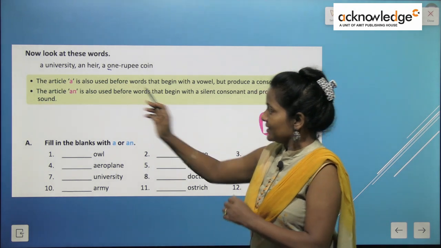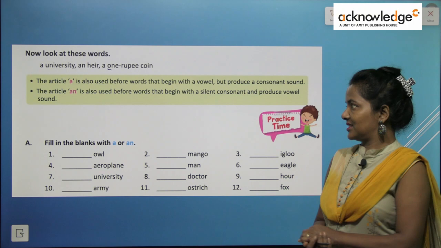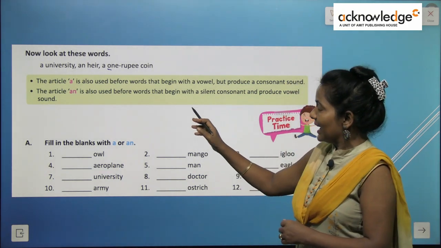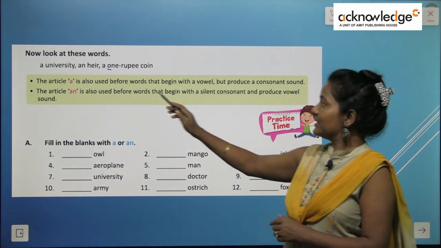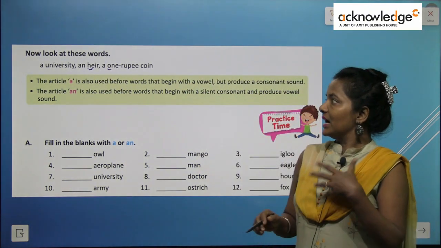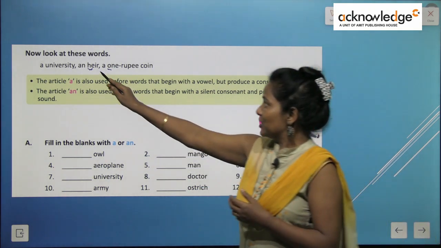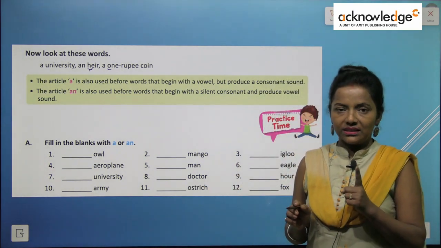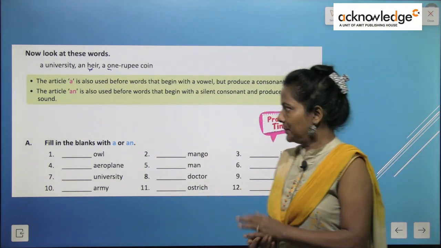The article an is also used before words that begin with a silent consonant and produce a vowel sound. Now see, this an is used before the words that begin with a silent consonant and produce a vowel sound. And hour. So H is a consonant, but it is producing a vowel sound. That's why we have used an here.